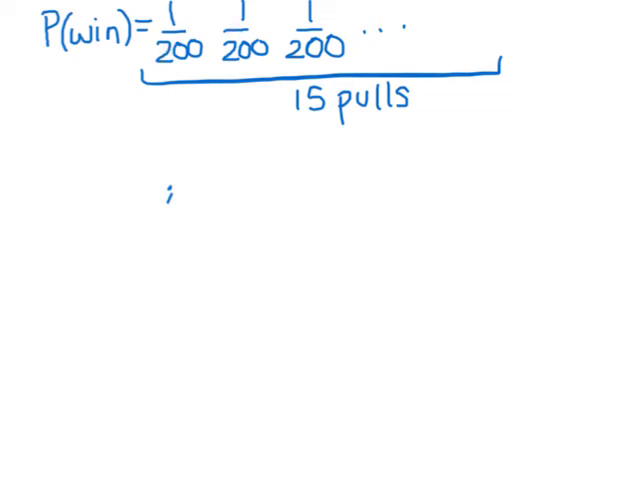In between all of those, we would do addition. So we would want to add together 1 over 200 15 times. And when you do that, notice that the denominator will all be 200. So it's going to be out of 200. And the numerators, when you add them together, 1 plus 1 plus 1 15 times, is going to come out to 15 over 200. So he has a 15 out of 200 probability of winning.